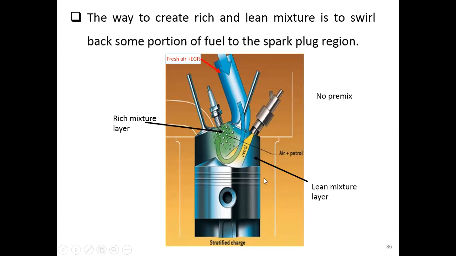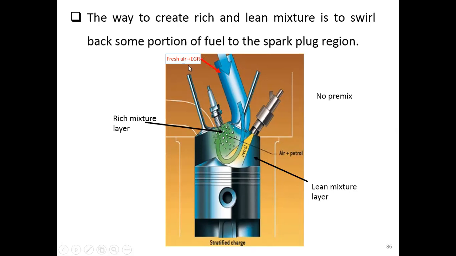The swirl back flow of the mixtures can be done by the shape of the piston here. How we design the shape of the piston is where the fuel mixtures swirl back close to the spark plug. And this is the area where we have a rich mixture, and this is the area where we have a lean mixture here. The air is provided right here.